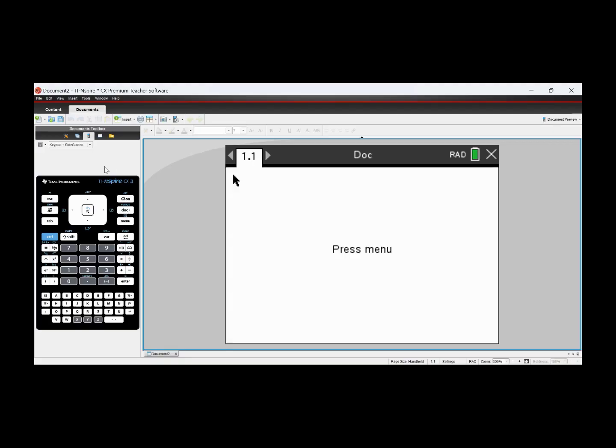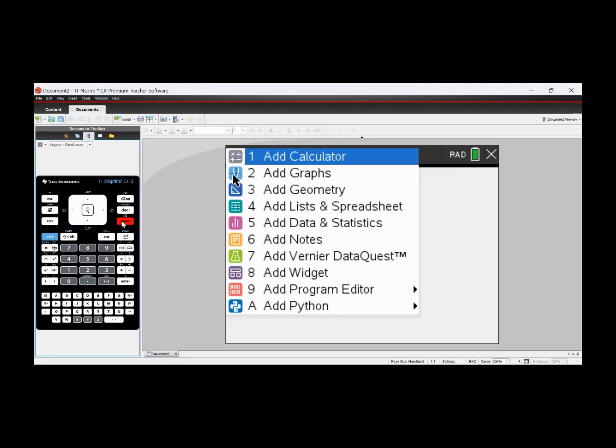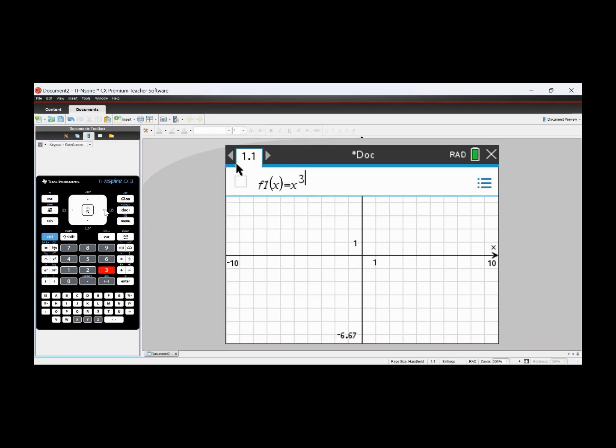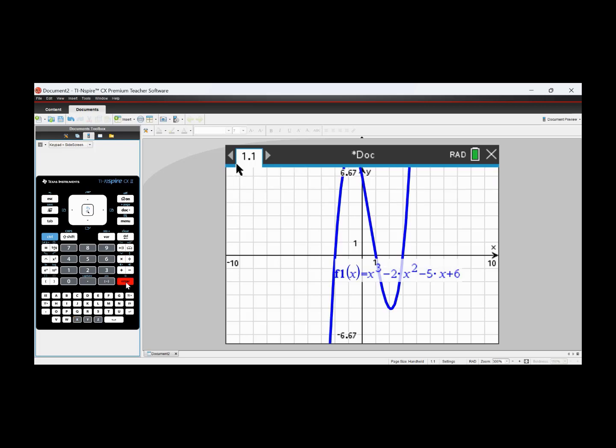Okay, so here we are in the calculator. We're going to add a graph page. Our function is x cubed, so x raised to the third, get out of your exponent, minus 2x squared minus 5x plus 6. Hit enter.